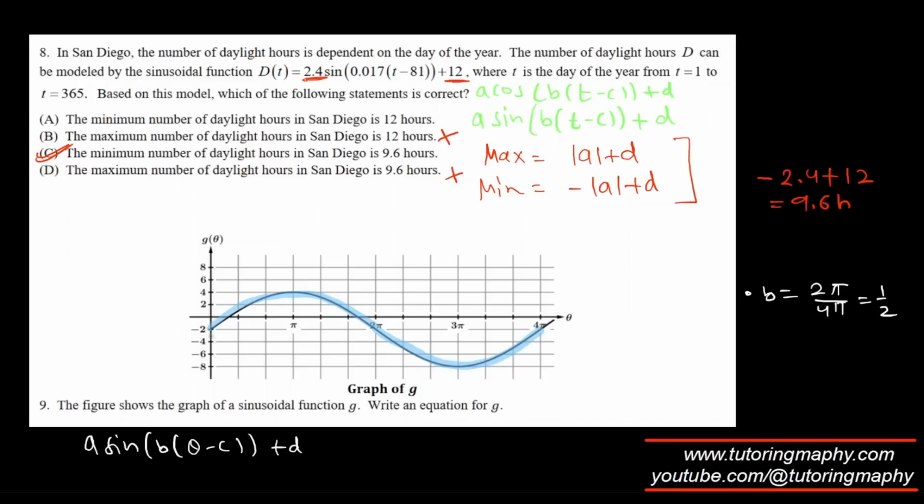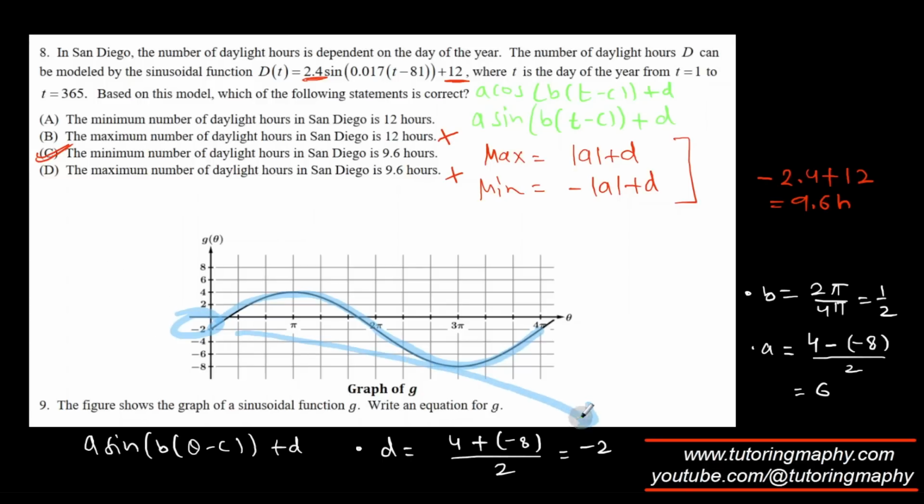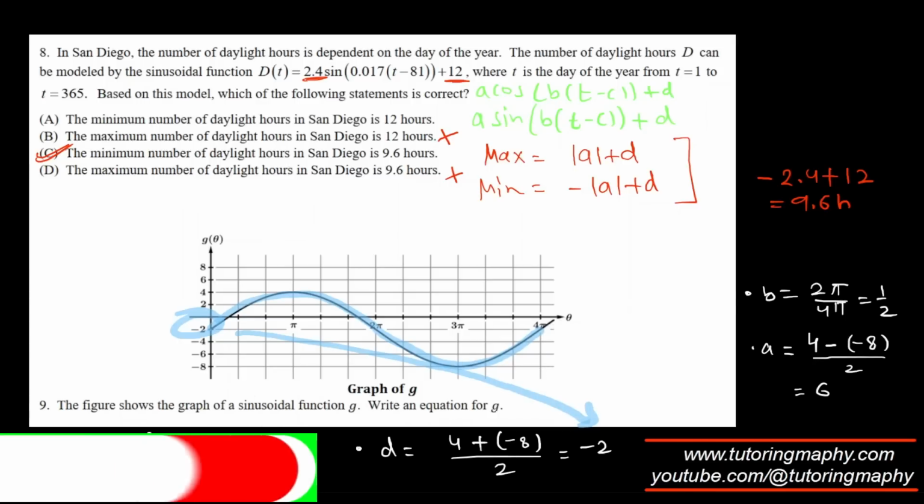Since it is starting and climbing, A should be positive. So A will be the maximum value, which is 4, minus the minimum value, which is minus 8, over 2, which is 12 over 2, which is 6. Then I need the value of D, which is the maximum value, 4, plus the minimum value, negative 8, over 2, which is negative 4 over 2, which is negative 2. And since the curve is starting from the midline, because the midline is D equal to negative 2, the value of C is just 0.